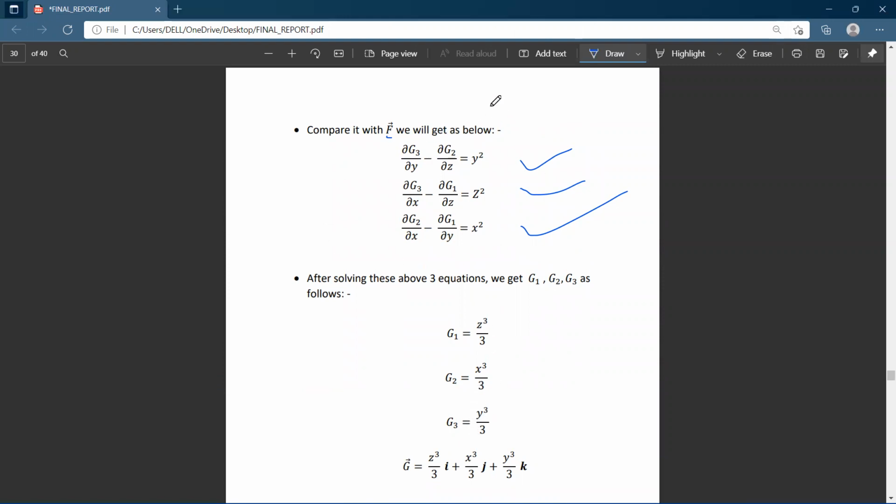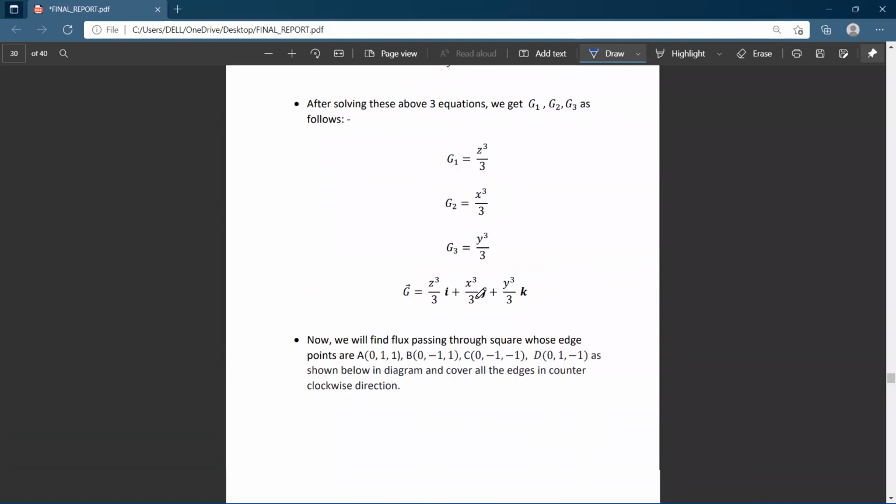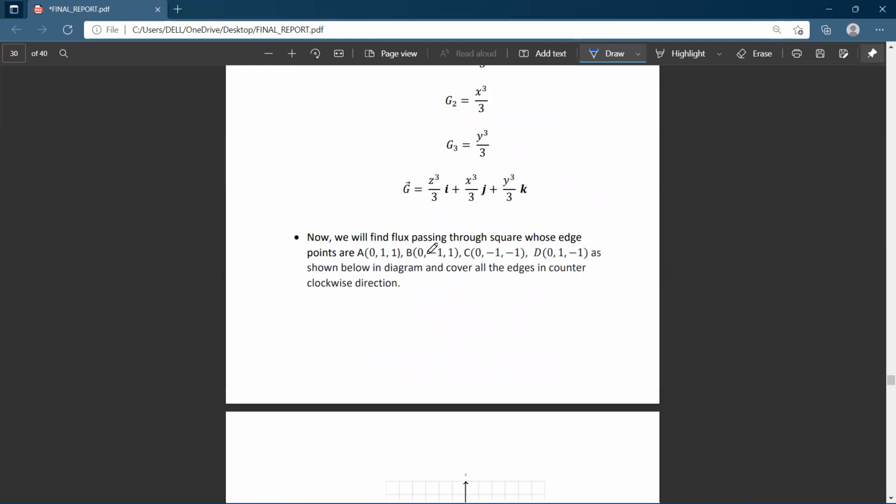Now how do we obtain this? We can do it by first integrating partially with respect to y, then partially with respect to z. After doing this for all of these equations, we get only three unknowns, G1, G2, and G3, so we can then easily find G1, G2, and G3.